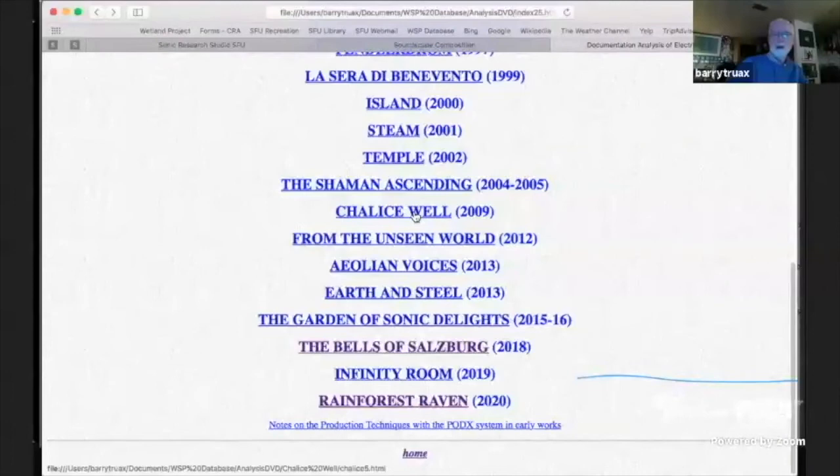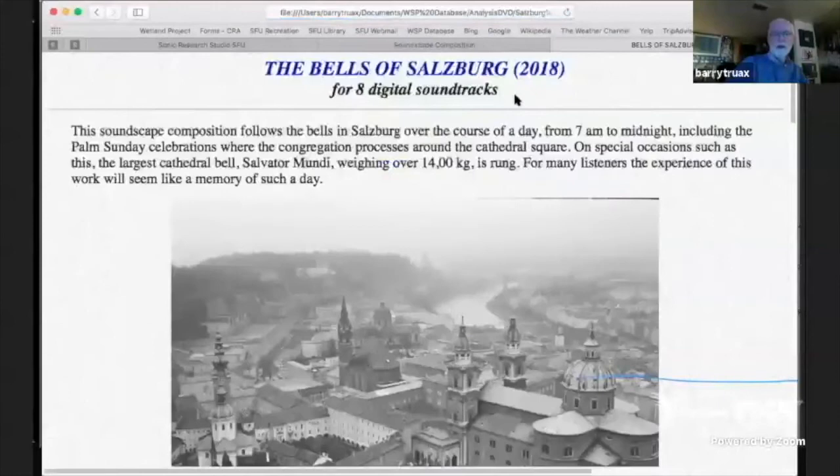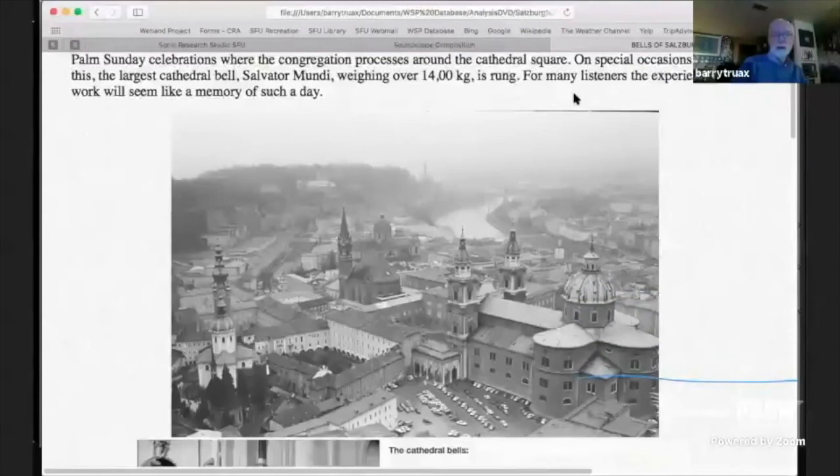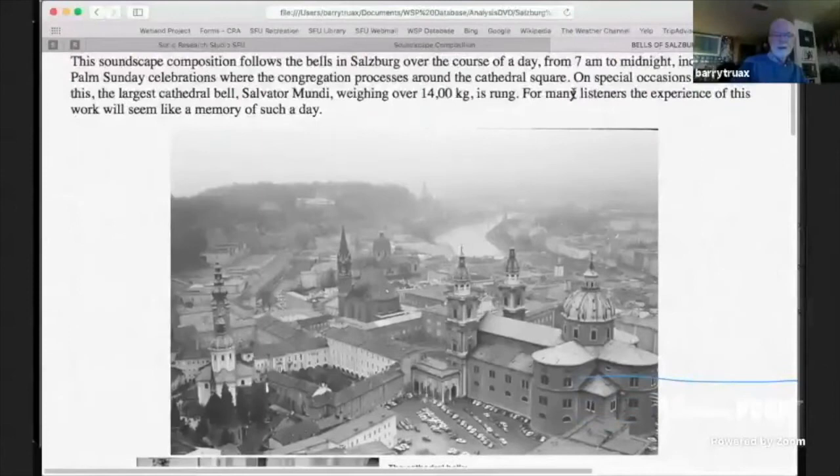At the other end of the continuum, I think arguably my most phonographic piece would be 2018 Bells of Salzburg, where I had been invited to attend and create a new piece. And of course, I thought of the 1975 recordings made by the World Soundscape Project in that city. And since even the locals describe it as a bit of a museum city, nothing much has changed.